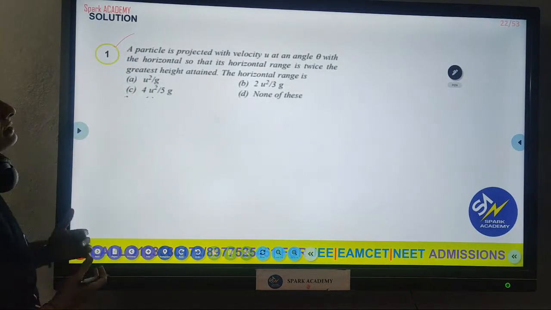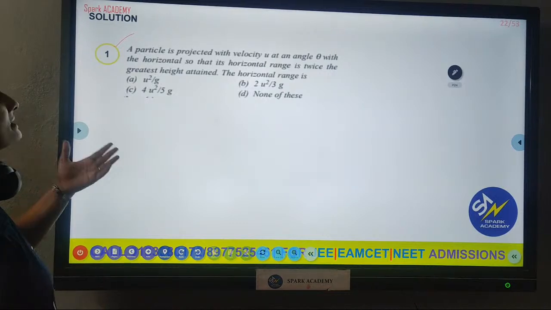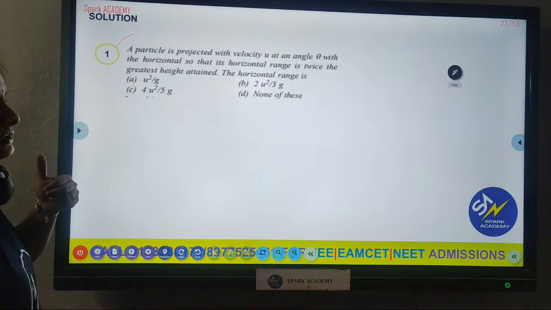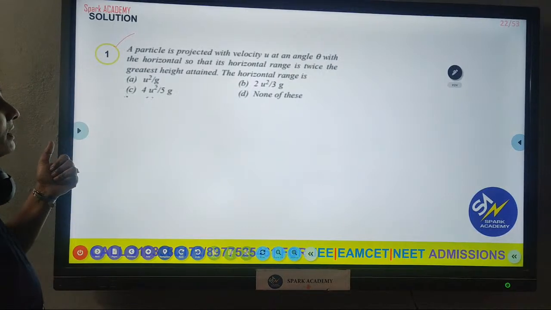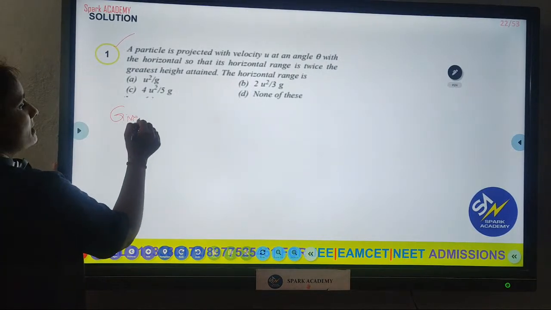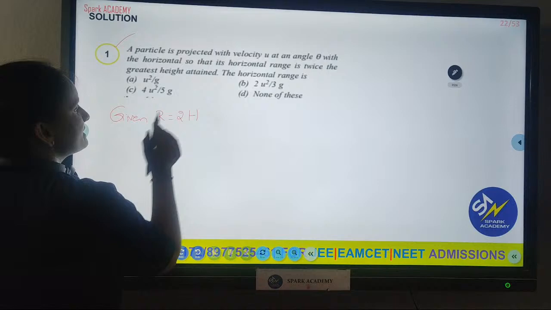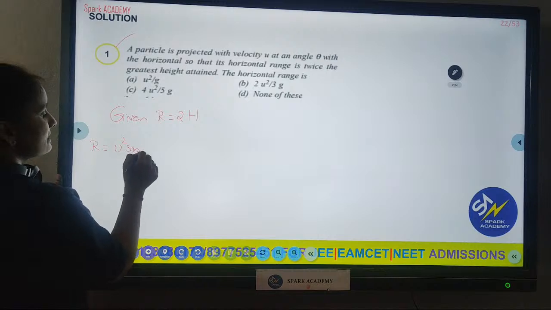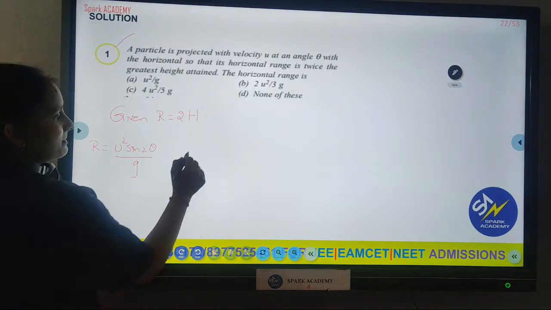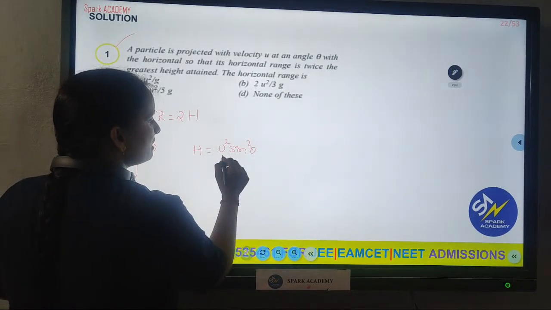Next, a particle is projected with velocity u at an angle theta with the horizontal, so that its horizontal range is twice the greatest height attained. What will be the horizontal range? They are saying that the horizontal range is twice the maximum height attained. We know that range is equal to u square sine 2 theta by g. Maximum height is equal to u square sine square theta by 2g.